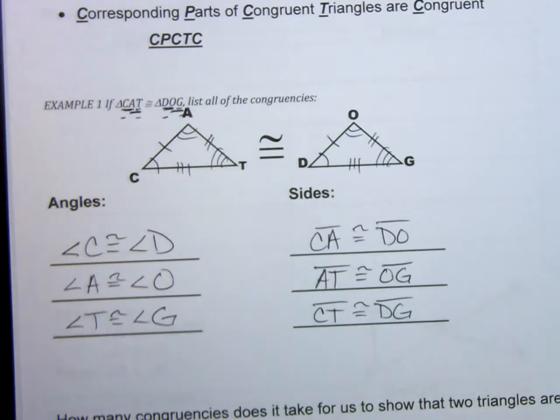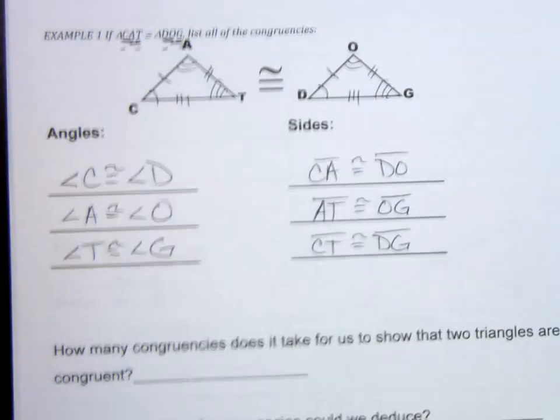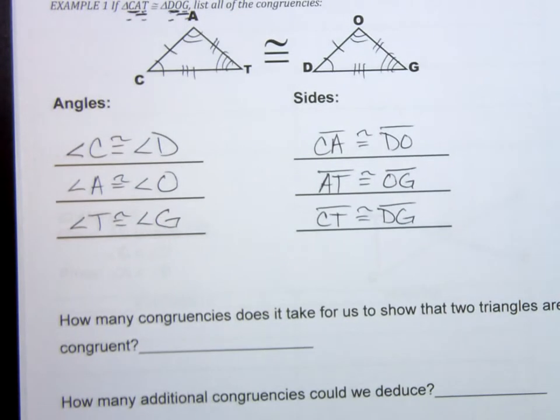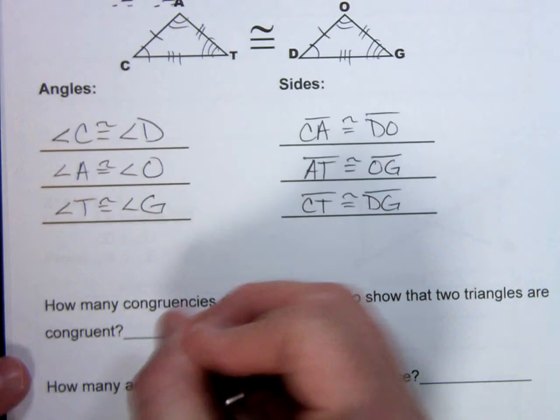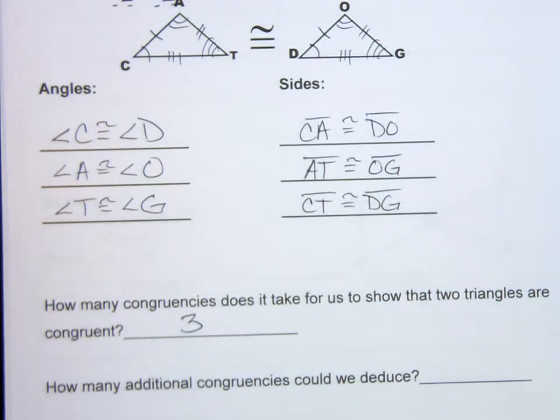So how many congruencies does it take for us to show that two triangles are congruent? If you think about all the postulates and theorems we use to show that triangles are congruent, it was always 3. Side, side, side. Side, angle, side. Angle, side, angle. Angle, angle, side. And even hypotenuse, leg, you got to know you got the two right angles, which should also be congruent. So you got right angles, then the hypotenuses, and the legs. So we always need 3 congruencies to show that triangles are congruent.